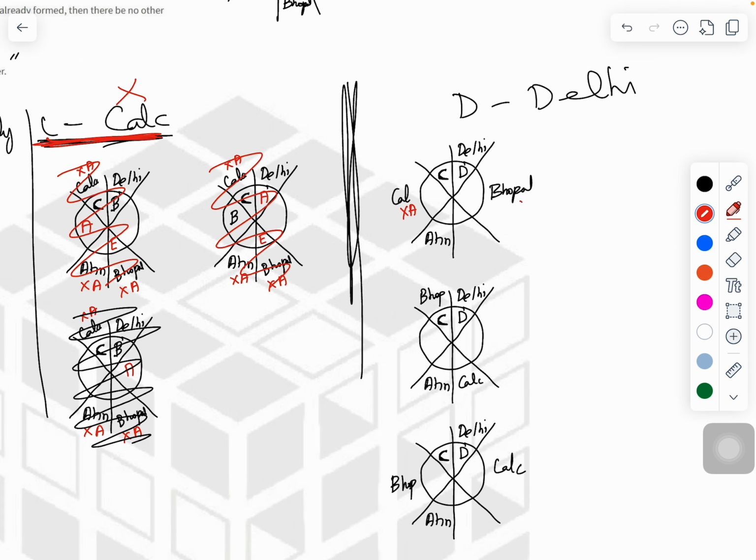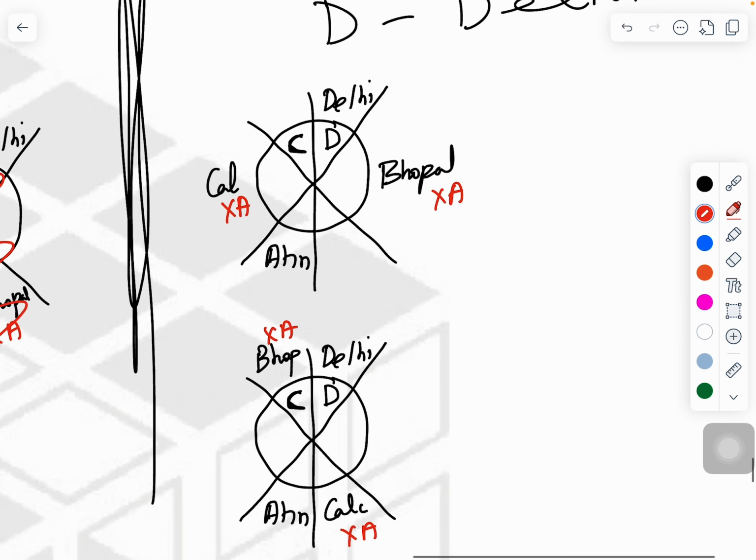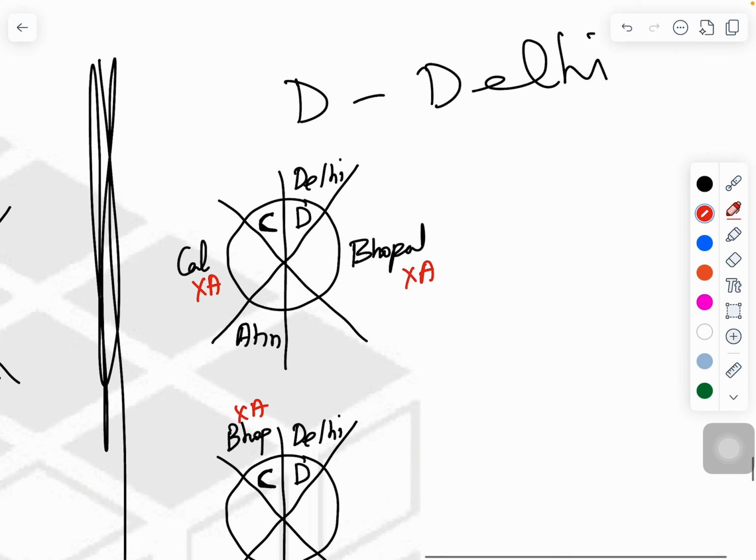So here A cannot come, here A cannot come. Calcutta A cannot come, Bhopal A cannot come. If you go to the first case, of course, it's a D-Delhi pair. Therefore, A Ahmedabad cannot be there. So this also is not possible for A. Therefore, the only position where A can come is this particular spot.